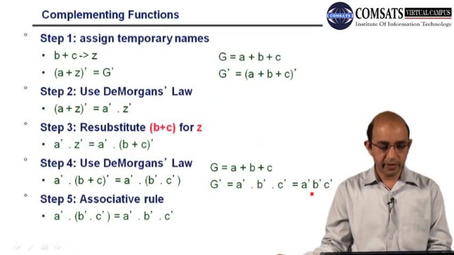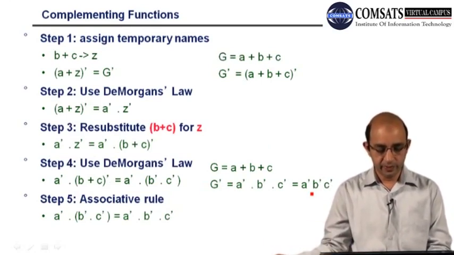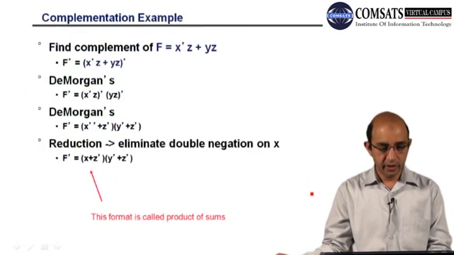So this is the way how you complement the Boolean expression or complement the functions. This is the methodology, and these are the steps which normally you follow whenever you complement a Boolean expression or a function. You can see that we will be using different axioms and Boolean laws in order to complement those functions, right?